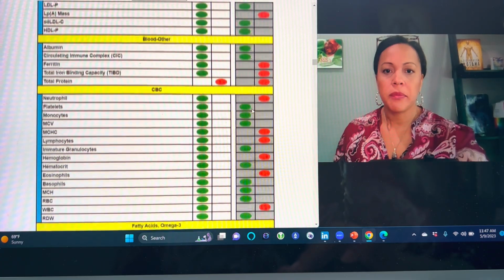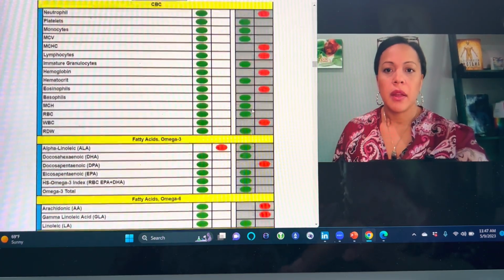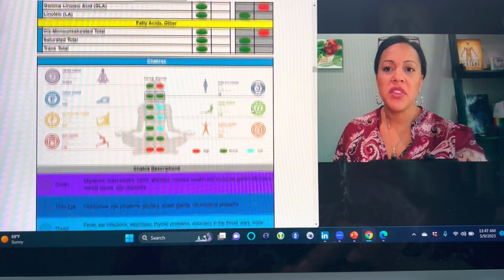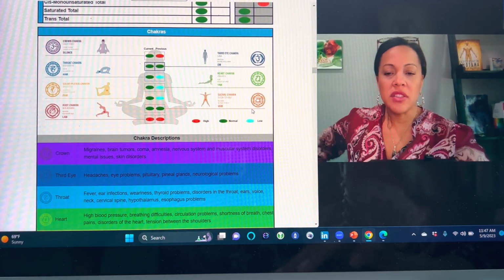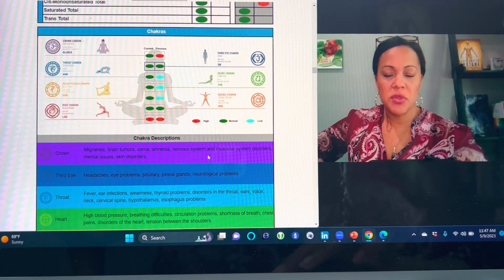Let's see. Okay, this is all the blood panel. Then we have the chakras. So the chakras, it's nice because they actually have the chakra descriptions underneath.